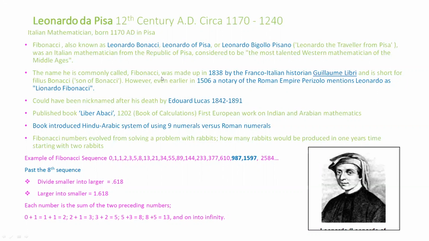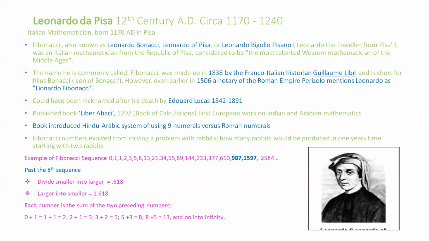So you can see here that in 1838, one of the historians is credited with giving him the name Filius Bonacci, son of Bonacci. But then in 1506, it's also thought that maybe the name was given to him, Leonardo Fibonacci. And then we go up to the 19th century, and Edward Lucas, the mathematician, is also credited with nicknaming Fibonacci. So it is a little bit unclear, but what is known is that in his lifetime, Leonardo da Pisa never went by that name or was given the name.